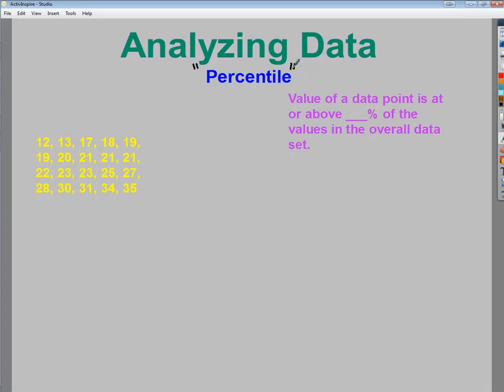What that means is the value of your score is at or above 75% of the values that other students have scored, including yourself. So 75% of the scores earned by students on that test were as good or worse than yours. That's what you need to know.